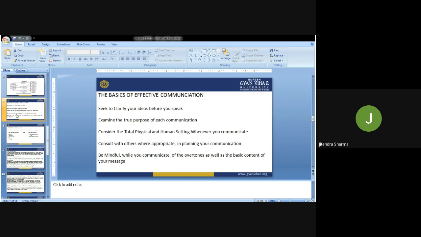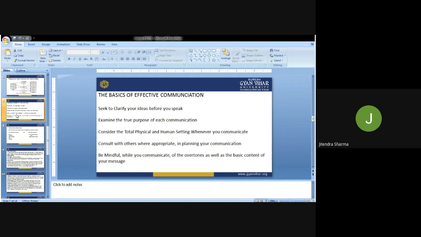Examine the true purpose of each communication. Yes, this is very important. If you are spreading false, gimmicky and untruthful messages, that affects the effectiveness of the communication. Consider the total physical and human setting whenever you communicate. This is also very important: the human aspects when we are communicating, whether they are in a position to accept the message or not, must be understood before communicating the message.